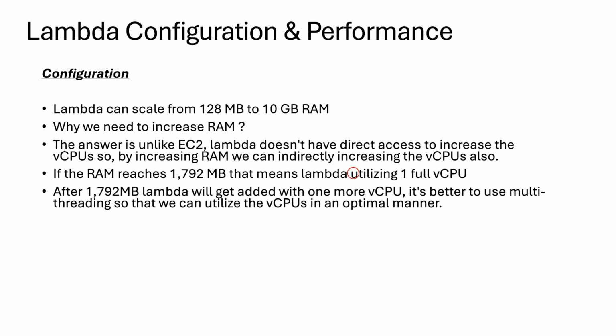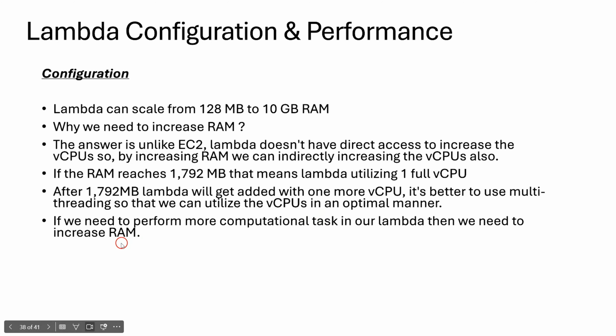The better approach to use Lambda is multi-threading. Whenever you are using Lambda and want to utilize more RAM or more vCPU, always implement multi-threading in your Lambdas for optimal performance, so that we can utilize the vCPUs in an optimal manner.